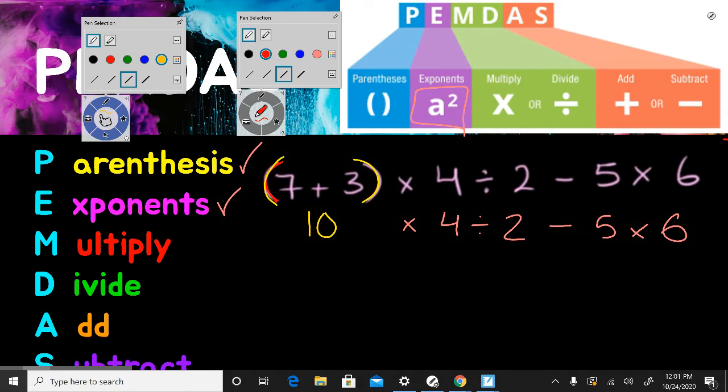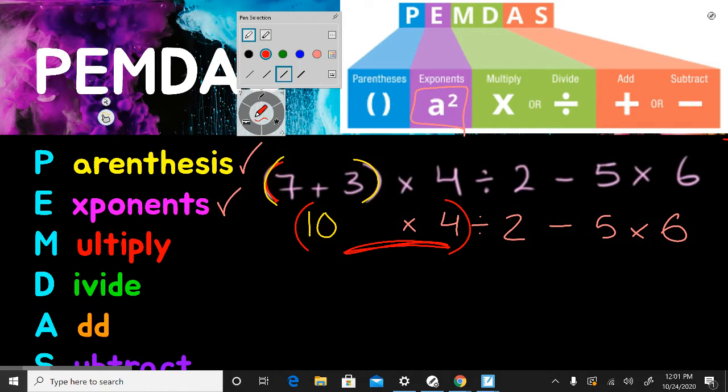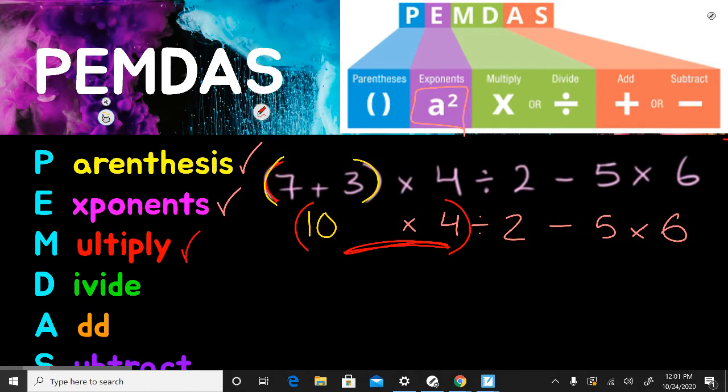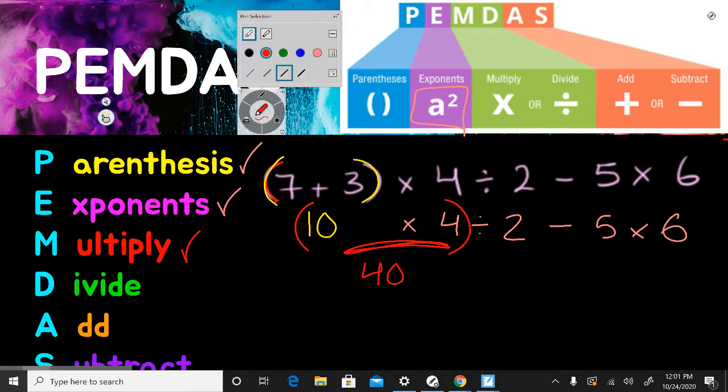So here I see it as 10 times 4, because notice these are together now. 10 times 4. So if we do 10 times 4, we're going to get 40. And then we're going to rewrite everything just as we see it. Every single time we're going to rewrite. And then look at this. I also have more multiplication here.